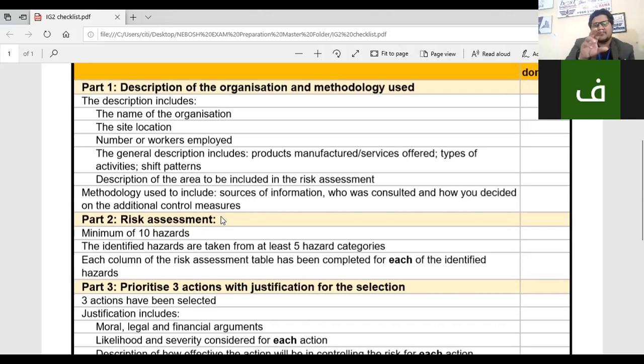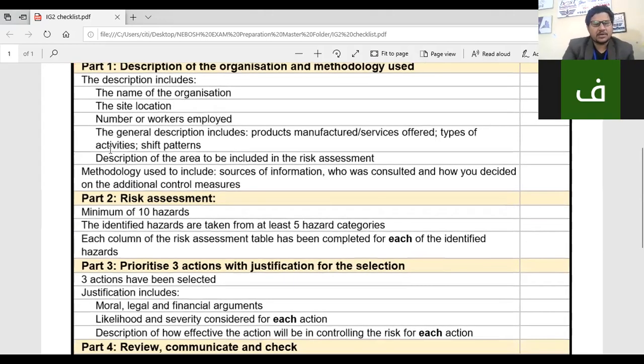I'm sure you will find several areas where existing controls are not sufficient. Still, you are suggesting some additional controls. So make sure you are making it time bound and writing who is responsible for that. Now, part one: what I mean is, don't tick until that requirement is completed in part one.